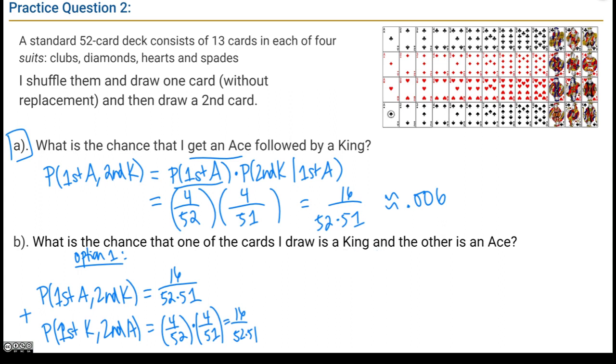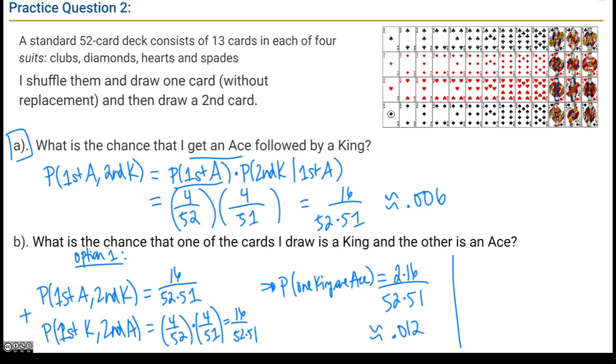So my probability of 1 king and 1 ace is going to be twice this. So 2 times 16 over 52 times 51. Okay, so that's the first way I can think of this. And again, that's going to end up being approximately 0.012 because it's twice this.